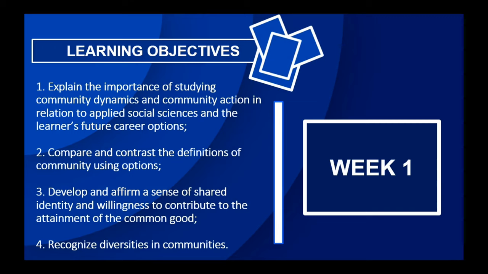For our first week for this module under the community engagement, solidarity and citizenship, our learning objectives are the following. 1. Explain the importance of studying community dynamics and community action in relation to applied social sciences and the learner's future career options. 2. Compare and contrast the definitions of community using options. 3. Develop and affirm a sense of shared identity and willingness to contribute to the attainment of the common good. 4. Recognize diversities in communities.